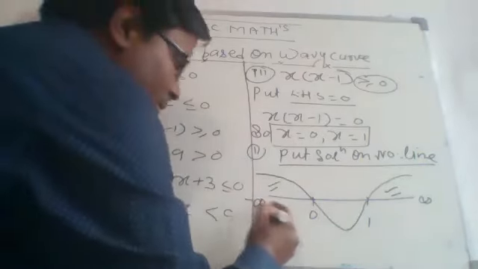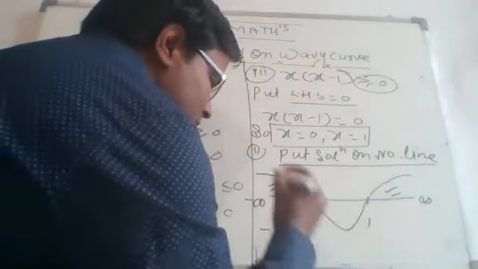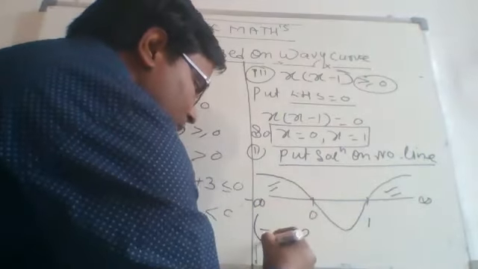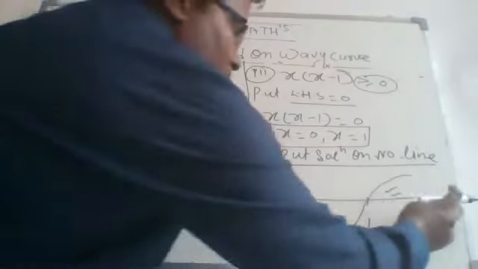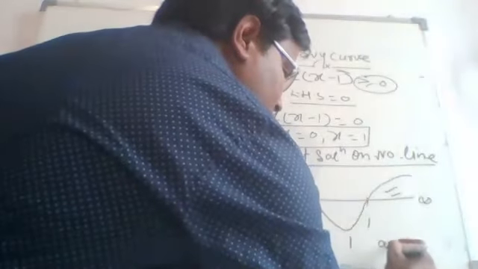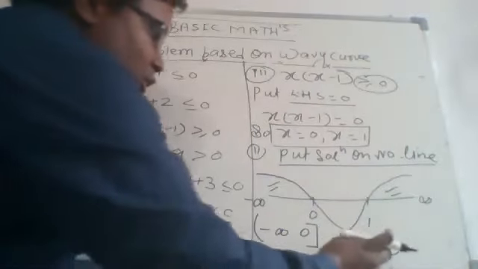And what is this? Minus infinity to 0. Just listen carefully. Here we have to apply the small bracket, and here we have to apply the square bracket. And one more solution is there, from 1 to infinity, small bracket, and here this one. We have to write both inequalities.